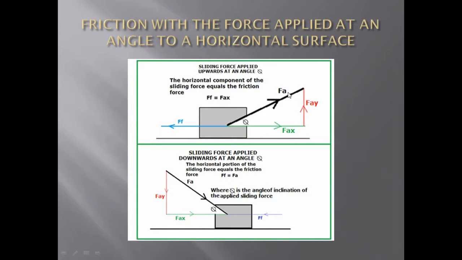So here we are pulling up on an angle on an object on the horizontal surface. We can see the horizontal component of that force Fax, and the friction force will equal the horizontal component Fax. If we are pushing down at an angle to the horizontal with an applied force, again, the horizontal component of our applied force will equal the friction force in magnitude.